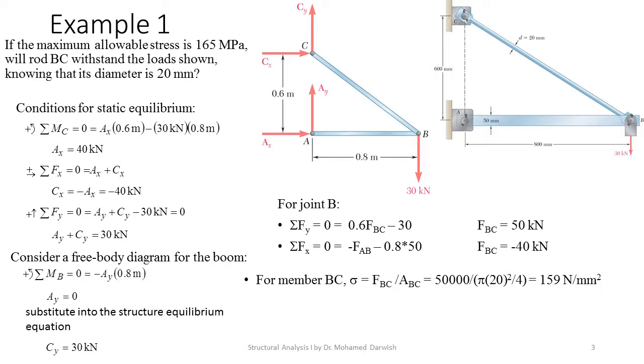Then we'll apply our equation. Sigma is equal to FBC over ABC. Why did I pick FBC? Because FBC is the largest force. So 50,000 over pi r squared, or pi times 20 squared over 4. This will give us 159 Newton per millimeter square.